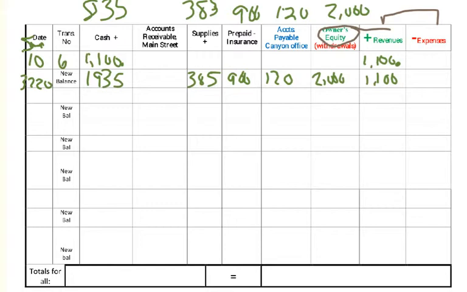Let's find out. 120 plus the 2,000 plus the 1,100 equals 3,220. So you balance. Awesome. Everything's looking good so far. Now we're going to go to our 7th transaction, and that is going to be on the 12th. Now read the transactions. What two accounts are affected?